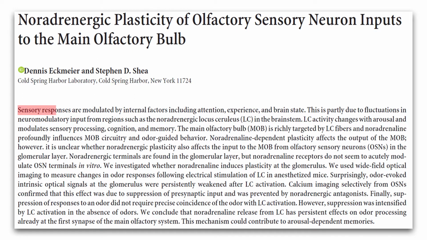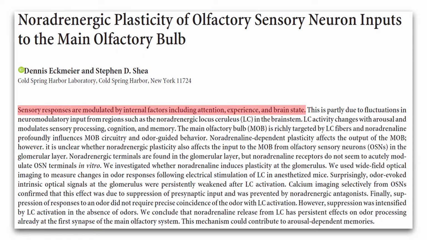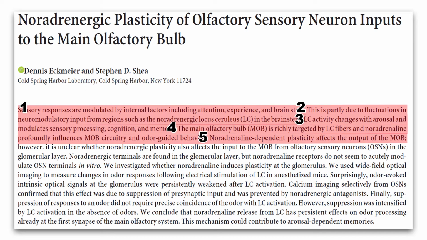So how did I write the abstract and the title for the paper that we've been talking about so far? The abstract that I have here is actually too long. I would not recommend to write an abstract that long. Sensory responses are modulated by internal factors including attention, experience, and brain state. So I'm setting the stage. Basically, this comes from my introduction, the big picture thing. This is partly due to fluctuations in neuromodulatory input from regions, etc., etc. So these are actually 5 sentences, just introduction. This is way too much.